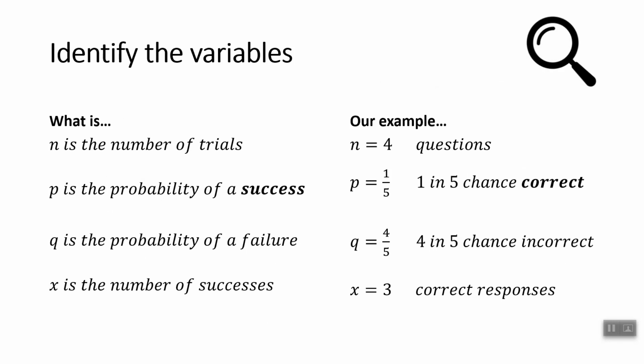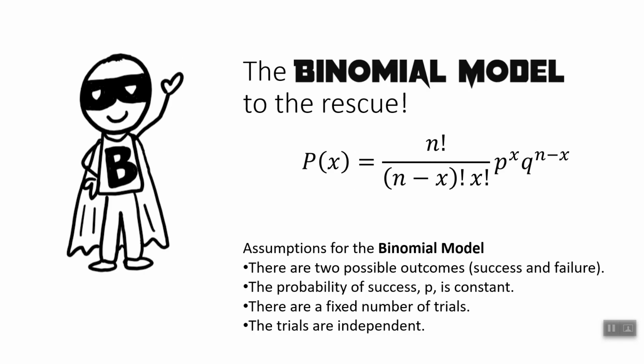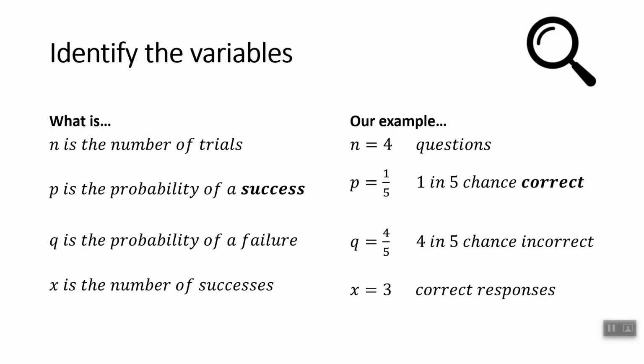So in order to make this equation work, you have to identify a few things in order to plug and chug the variables in. So what does N mean, P, X, Q? Well, N is the number of trials. P is the probability of a success. The letter Q in this formula is the probability of a failure. And X is the number of successes.